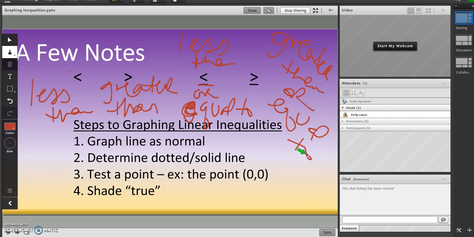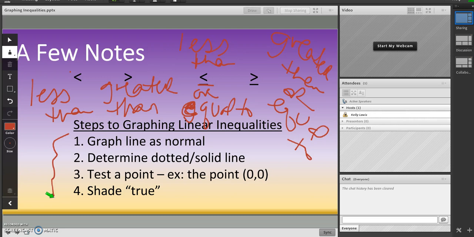Okay? If you're a step person, these are the steps we're going to follow. We're going to graph a line as normal. We're going to determine if it's a dotted or solid line, kind of like before, if it was an open circle or a closed circle. We're going to test a point. The point we normally test is 0, 0. And then we're going to shade where it's true. I'm going to show you what it means.